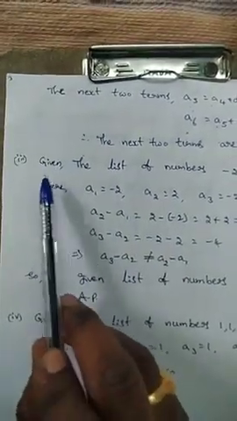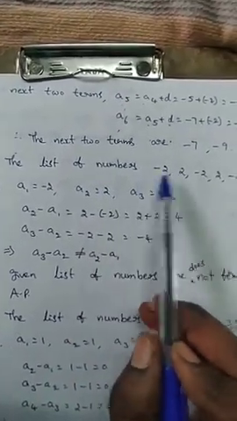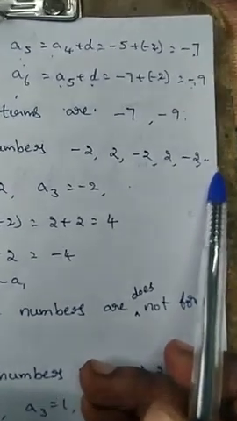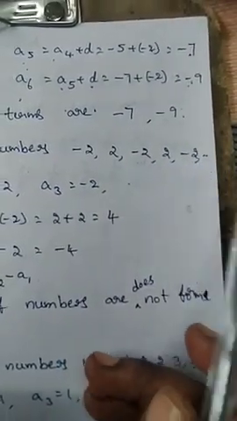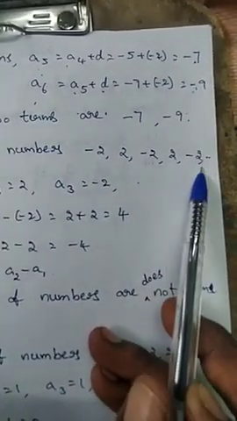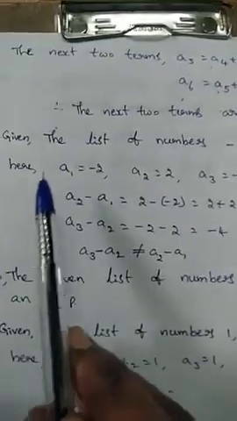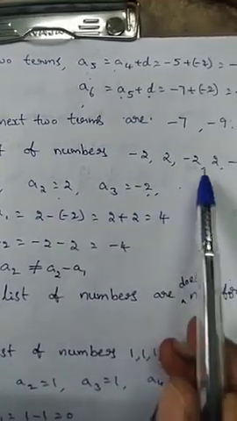Coming to the third question in the problem: the given list of numbers is minus 2, 2, minus 2, 2, minus 2 and so on. It is the first term, the second term, the third term, the fourth term, the fifth term. Just observe the differences of the consecutive terms here. A1 is equal to minus 2, A2 is equal to 2, A3 is equal to minus 2.